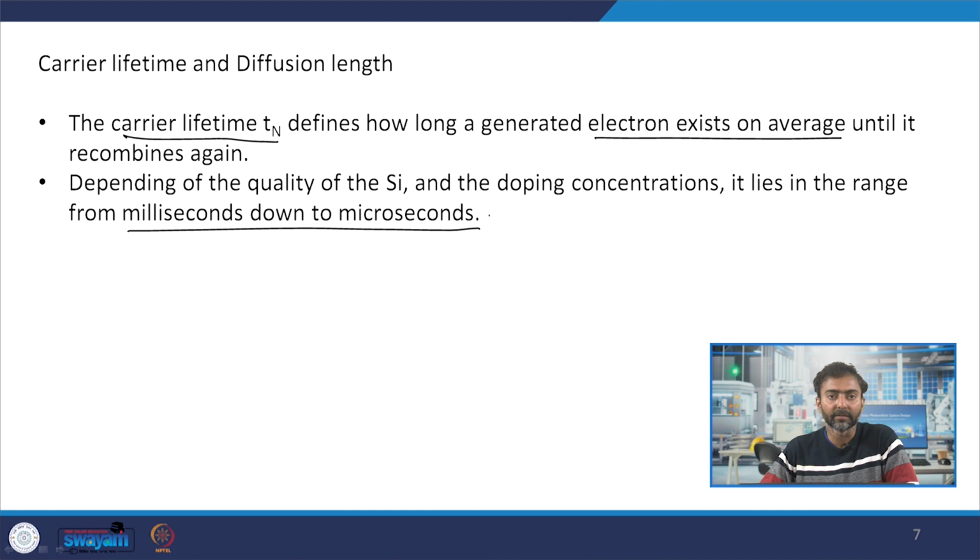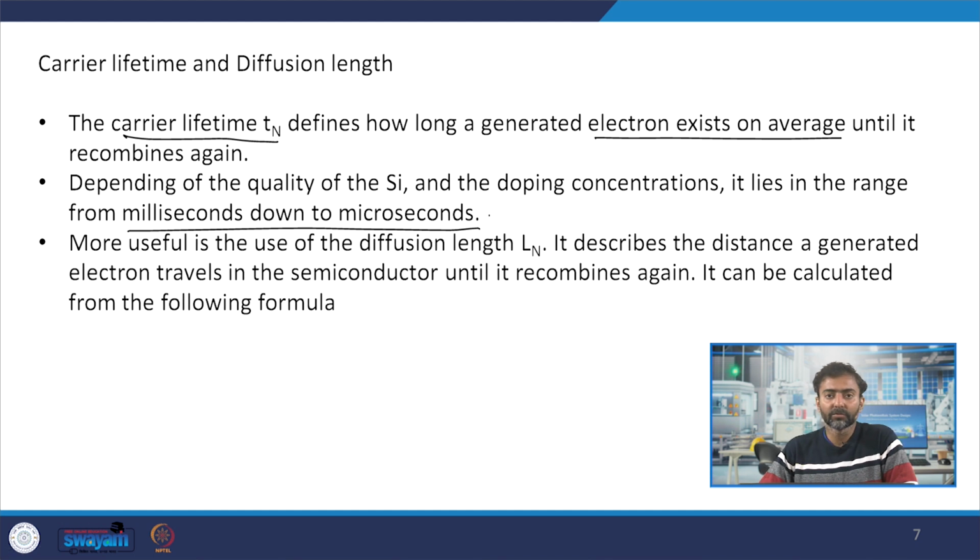Apart from the carrier lifetime, there is another concept which is also used, which is known as the diffusion length. Now this might sound familiar to you, because in the last class, when we were talking about the different depths of the solar cell, we looked at what happens one diffusion length below the space charge region. So diffusion length is also quite popular, and it describes the distance a generated electron travels in the semiconductor until it recombines again.